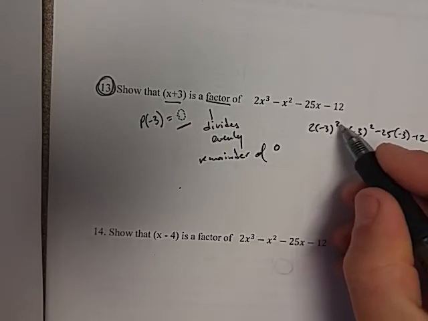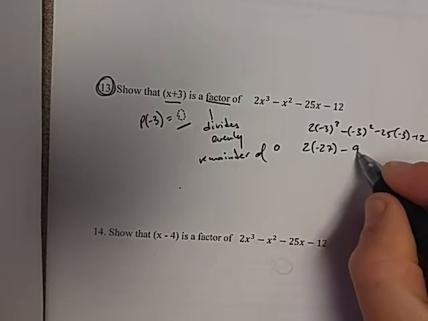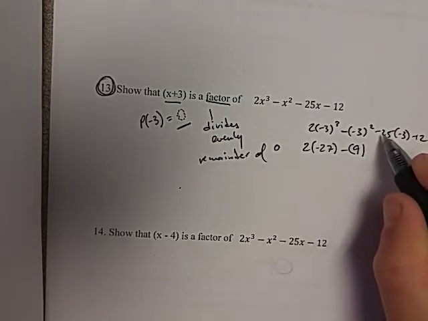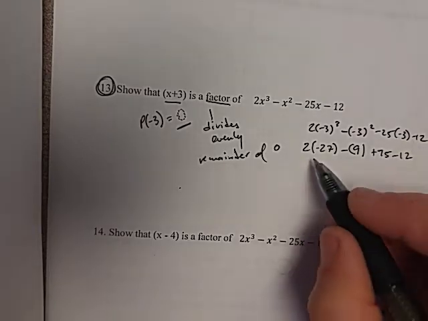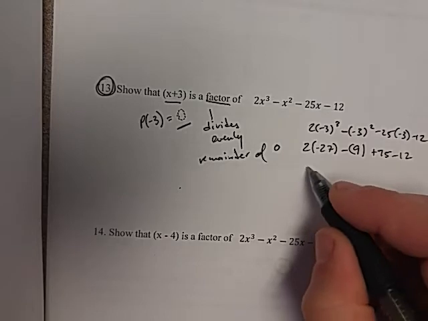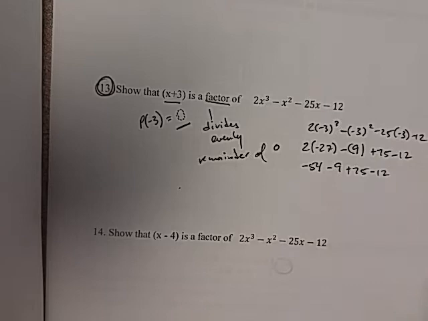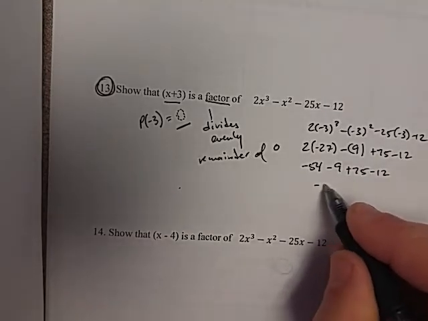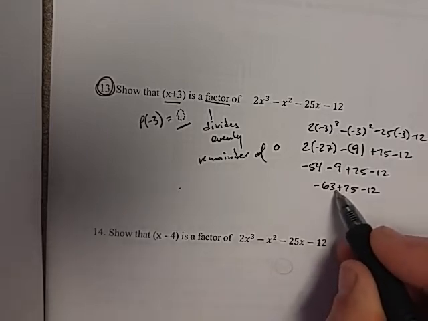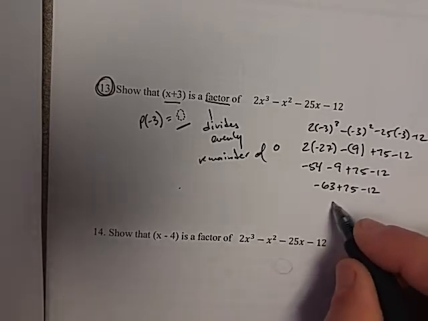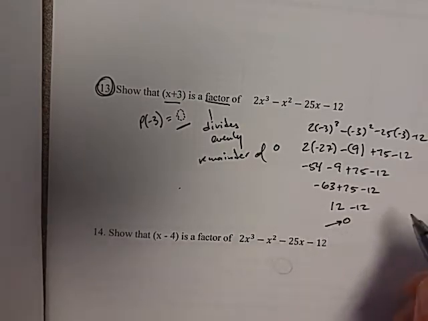Okay, so -3 cubed is -27. -3 squared is 9, positive 9. -25 times -3 is positive 75. Think about quarters. So 2 times -27 is -54 minus 9 plus 75 minus 12. So -54 minus 9 is -63. -63 plus 75 is positive 12, minus 12. And so you see here that we get 0.